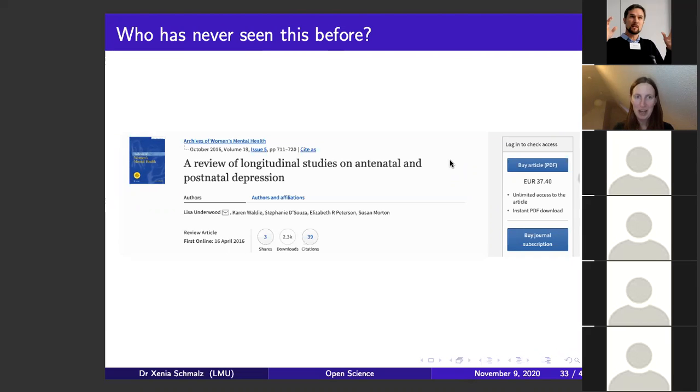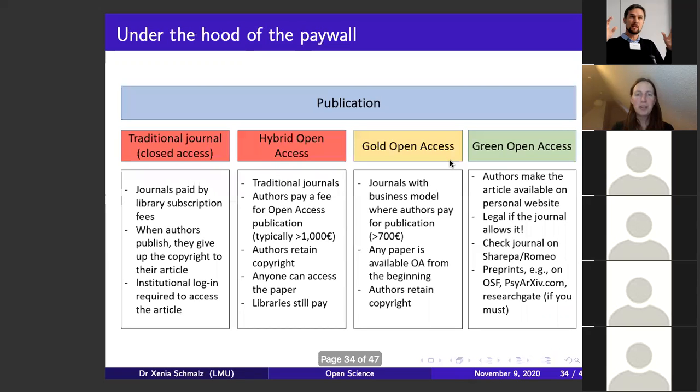Everybody who has had some contact with academia has come across this problem before, that you find an article which sounds really relevant to what you are doing. You really want to read it, but you can't because you would need to pay. So this is a bit problematic.